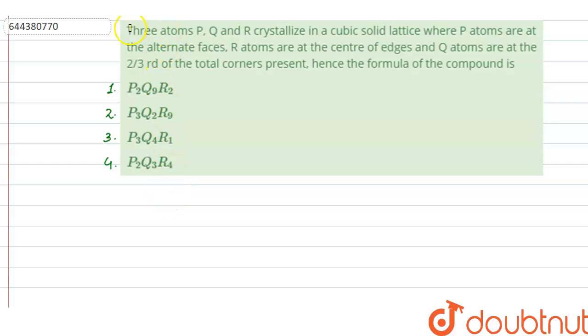Hello everyone, let us solve this question. The question says that three atoms P, Q and R crystallize in a cubic solid lattice where P atoms are at the alternate faces, R atoms are at the center of edges and Q atoms are at the 2/3 of the total corners present. Hence the formula of the compound is option 1 P2Q9R2, option 2 P3Q2R9, option 3 P3Q4R1 and option 4 P2Q3R4.